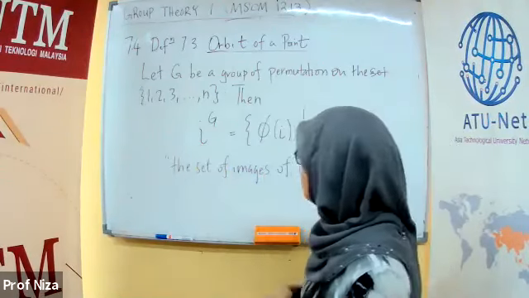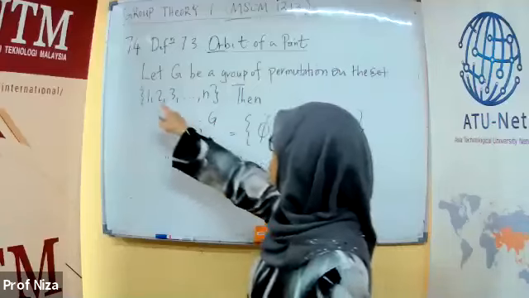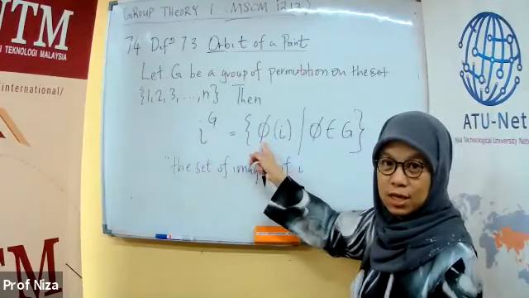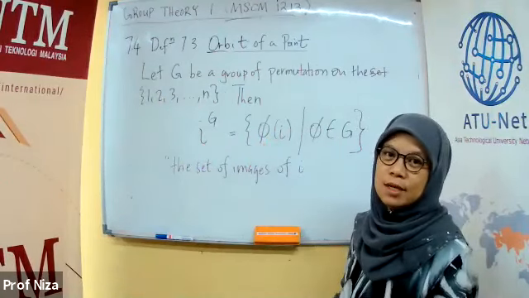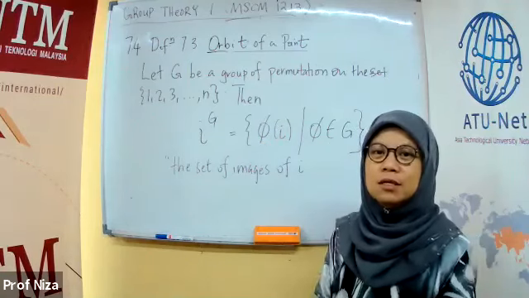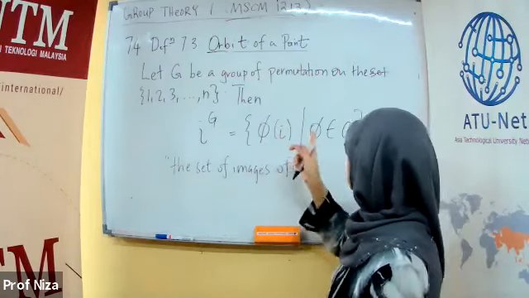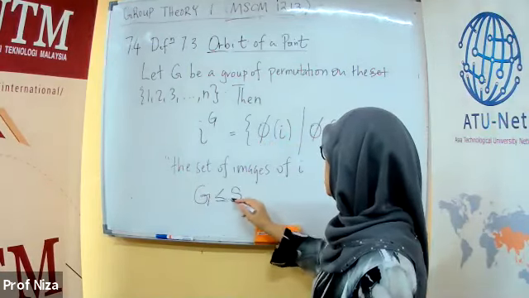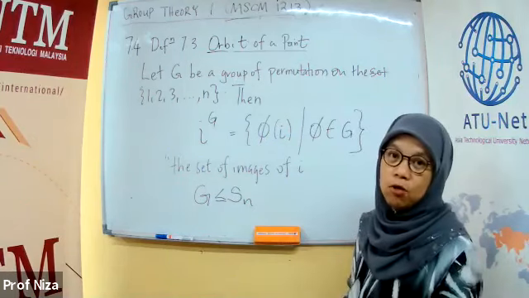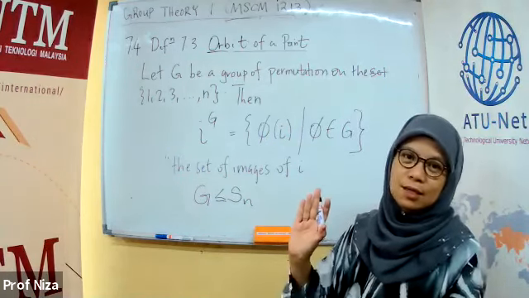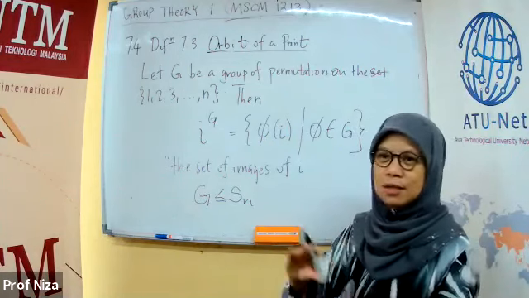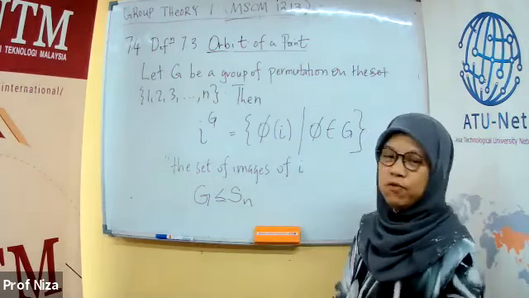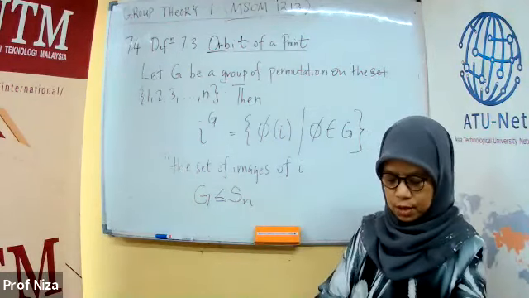If i is 1, and i can be from 1 to n, you will find all the images of 1, phi of 1. It depends on what your G is. This G normally is not Sn; normally we choose a subgroup of Sn. If it is all of Sn, then the answer will be the whole set 1 to n. So we will find just a subgroup. Okay, look at the example.